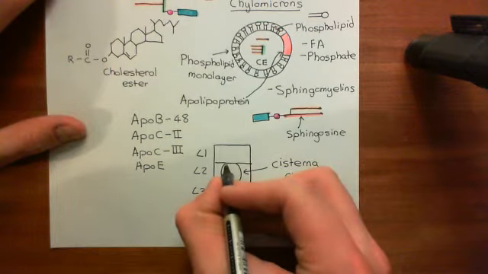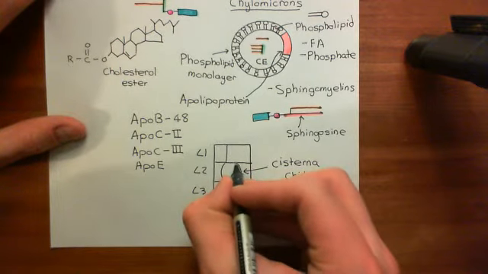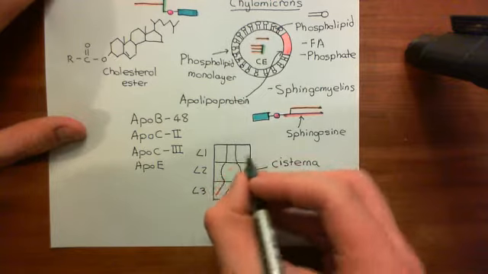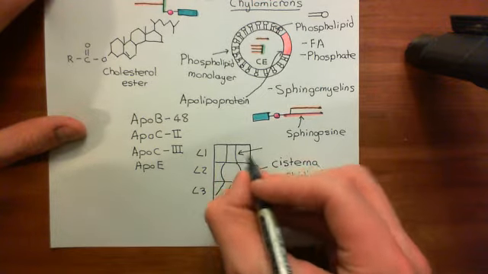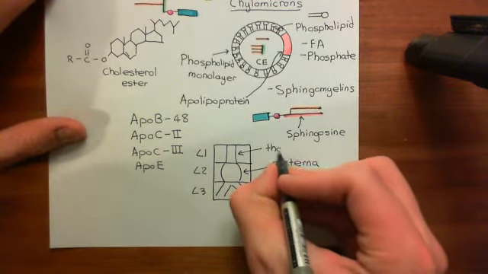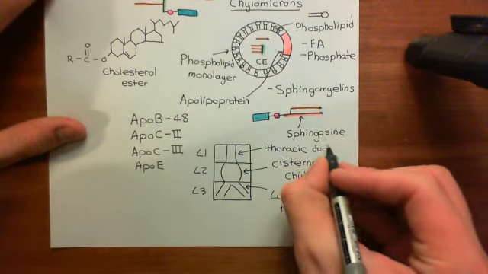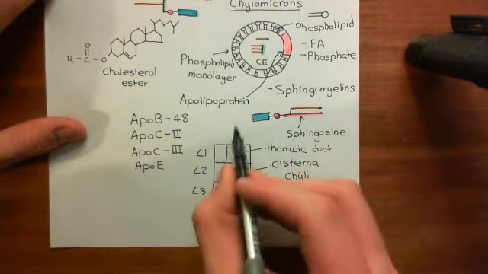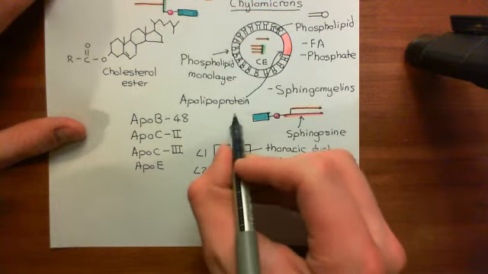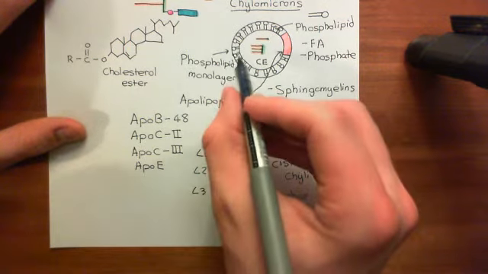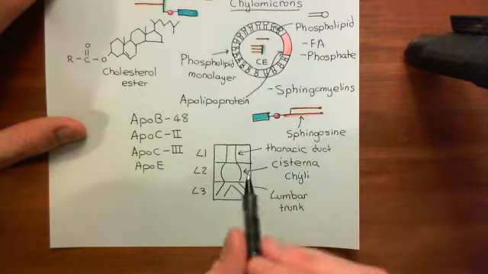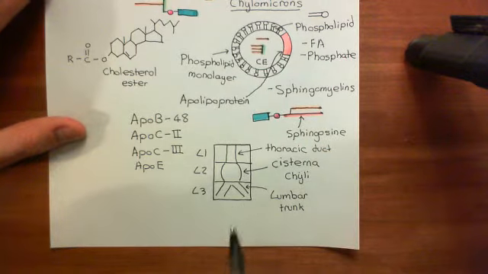And then what's going to happen is the cisterna chyli has a lymphatic vessel draining it, and this lymphatic vessel is called the thoracic duct. The thoracic duct will ascend, so it will go up the L1 vertebra, then go up all 12 of the thoracic vertebrae, and then it's going to drain into the subclavian vein on the left side.